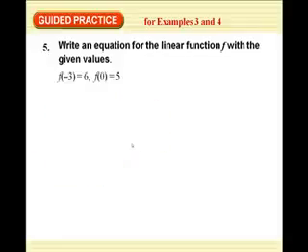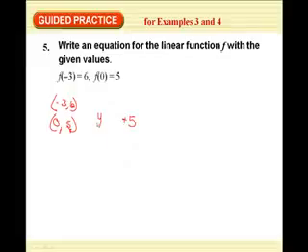Write an equation for the linear function with the given values. Again, -3, 6 is one pair, and 0, 5. And right away when you see 0, 5, we know this is b. So we already have b, and we need to get the slope. This is going to be the m. This is what we need.